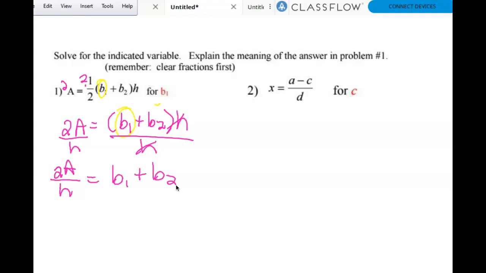What am I solving for? I want b1. I'm adding b2. How do I move it to the other side? So I'm going to get 2a over h minus b2 equals b1. So it's the same thing as yesterday, we just don't have any numbers.